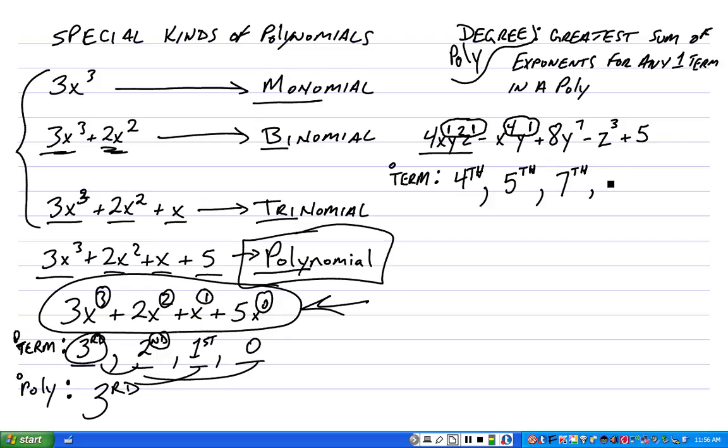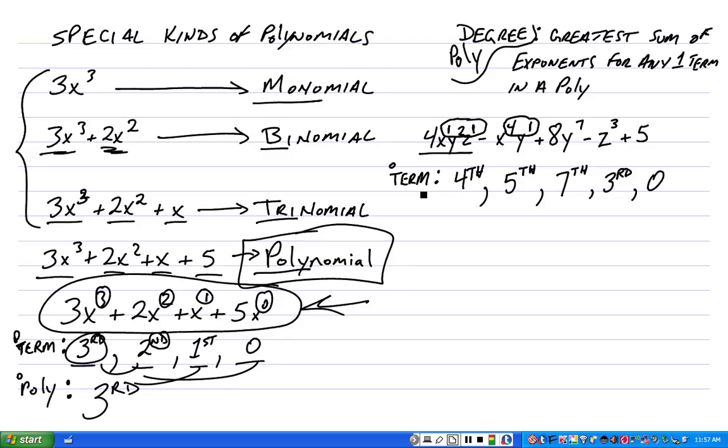It's the only variable you have, so that's easy. It's just 3rd degree. And here you have a constant, which is like saying that constant times whatever variable you want to say to the 0, or just look at it as saying you don't have a variable, so the equivalent of saying 0 degree. Okay, so a constant is always going to be a 0 degree.